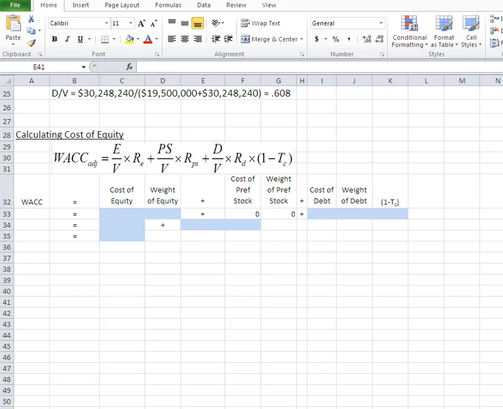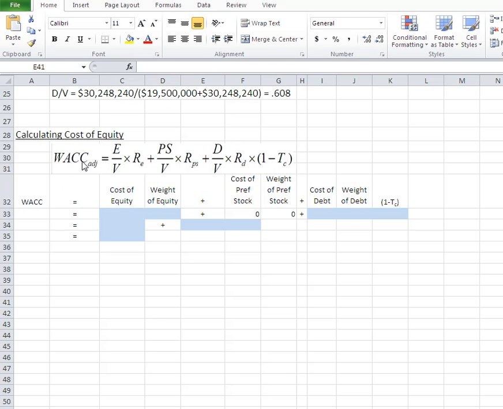Hi everyone, real quickly I wanted to touch on the weighted average cost of capital calculation. It's actually pretty straightforward when you break it down, but the important part, I think, is to break it down, because if you look at it, it looks very intimidating here.